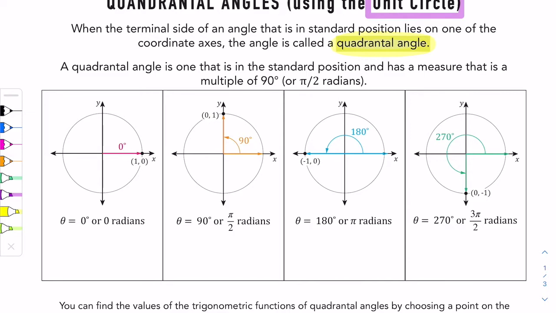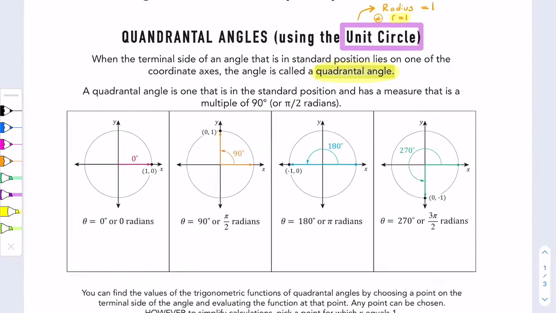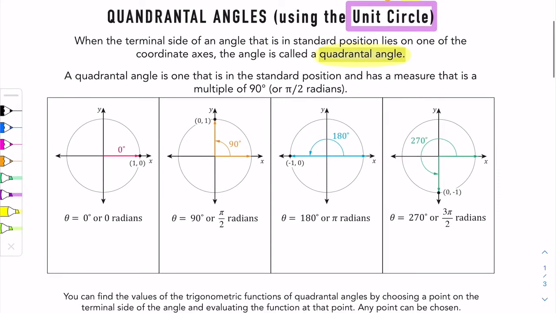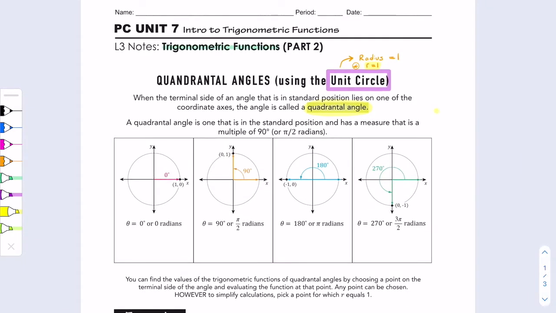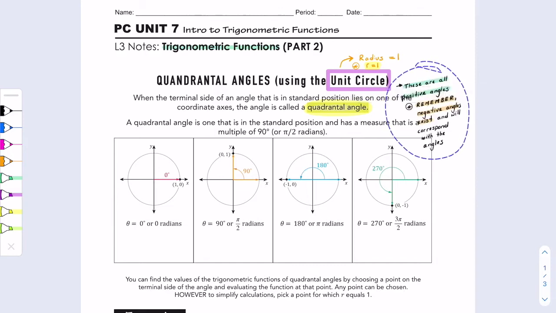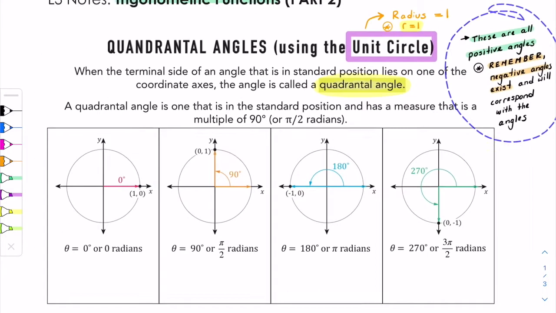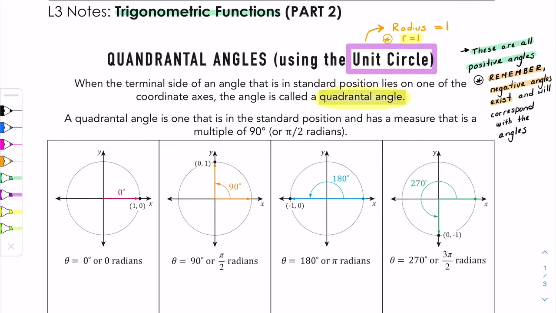However, remember that you can have negative angles. They do exist and they will correspond with these values that I gave you. They will just work in the opposite direction. So my note right there just says that these are all positive. Negatives exist and they will correspond with these angles.